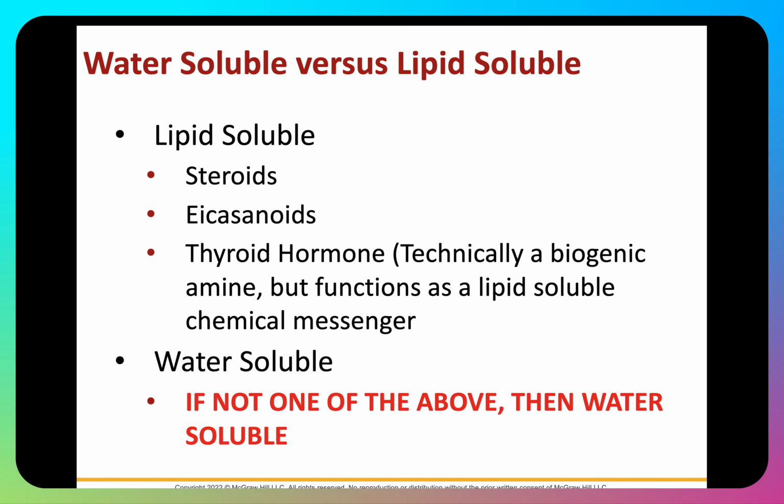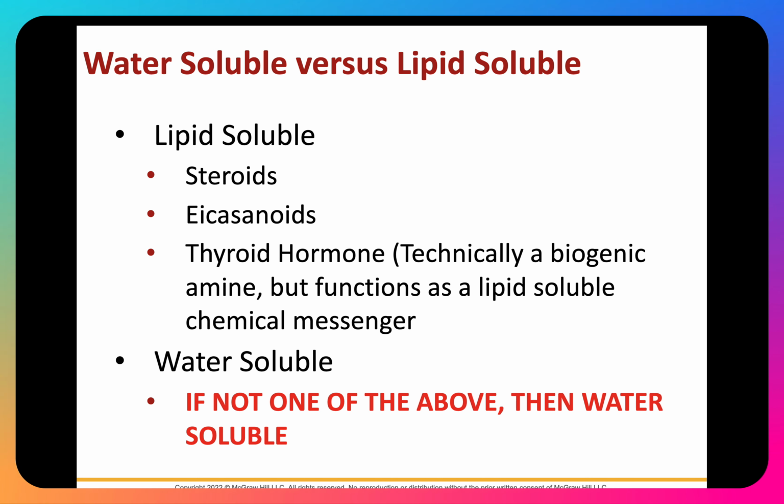Now, one of the most important things to keep in mind are the solubility characteristics of hormones. We break them down into two general categories. They are either lipid soluble or they are going to be water soluble. There are only three hormones that we consider to be lipid soluble, or classes. One class will be steroids. The other class will be eicosanoids. These are more local messengers, but we'll talk about them a little bit later. And then we have thyroid hormone. Technically, thyroid hormone is what we refer to as a biogenic amine, but it actually functions as a lipid-soluble hormone.